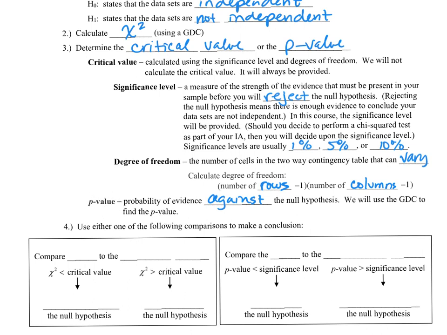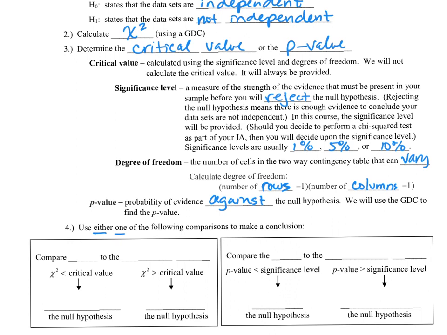p-value for analysis. Okay, so then step 4 in our chi-squared test is to use either one, and it doesn't matter, you could use one or the other, so either one of the following comparisons to make a conclusion. Okay, one of the comparisons that we could make is we could compare the chi-squared value that the calculator will give us to the critical value, and again, remember that critical value will always be provided for us.